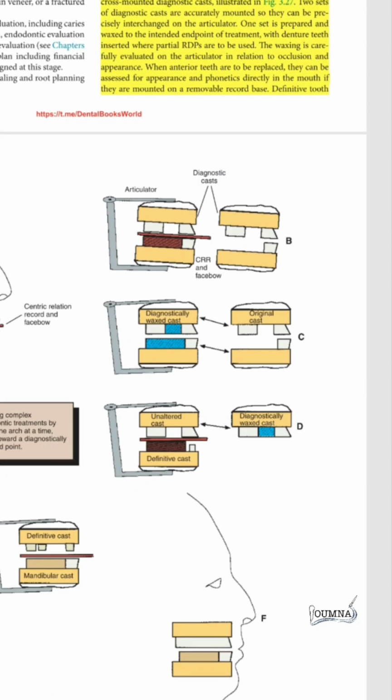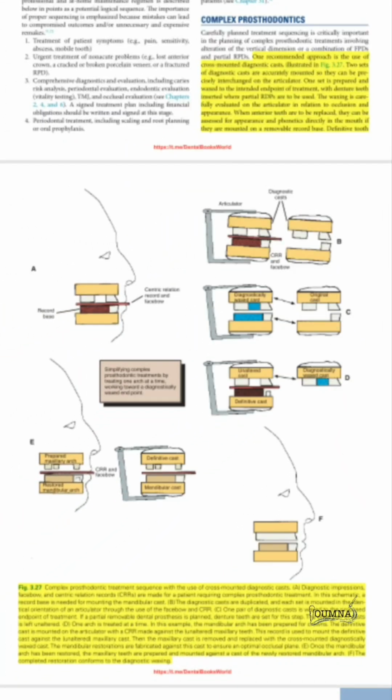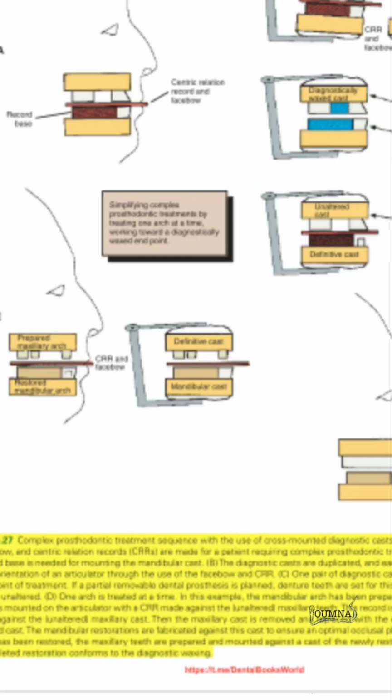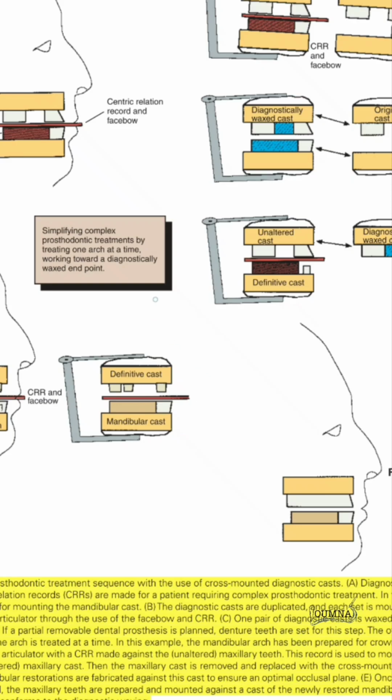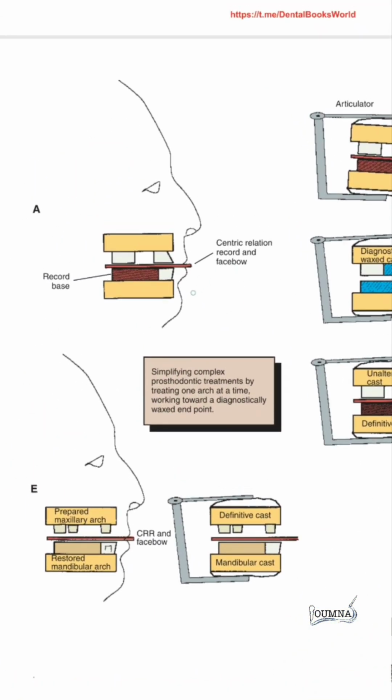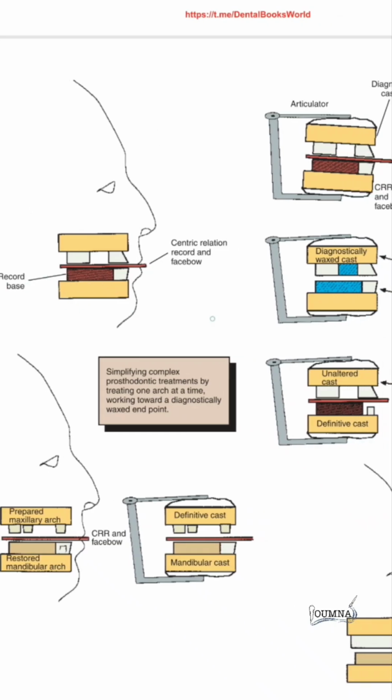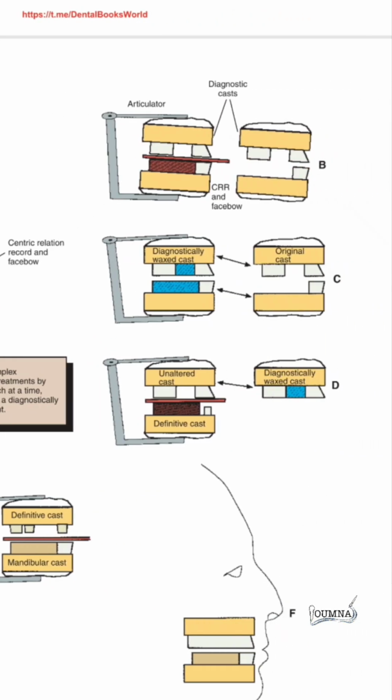Now we will discuss, when we have a complex restoration of both arches, how we can maintain the vertical dimension throughout the treatment procedure. First of all, we take the centric relation record and the face bow of the patient. Here in this case, they had an edentulous mandibular back area, so we used a record base to take the relation.